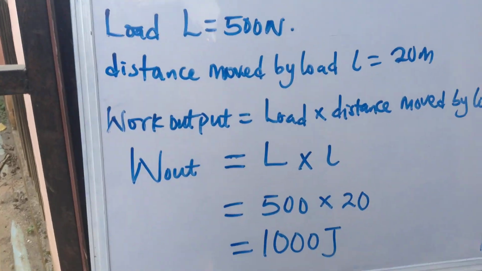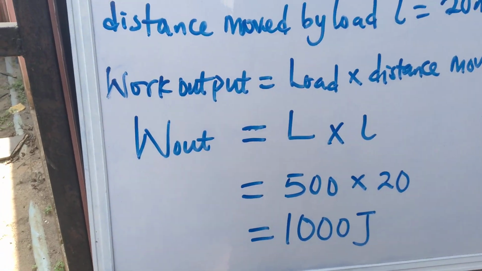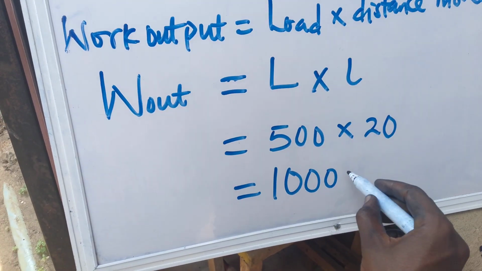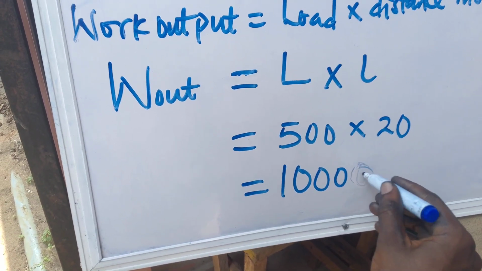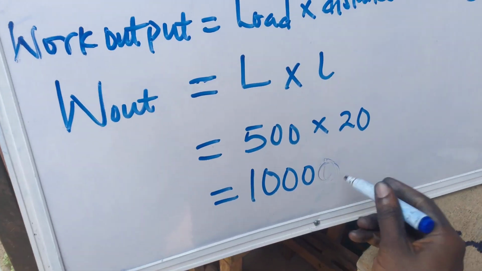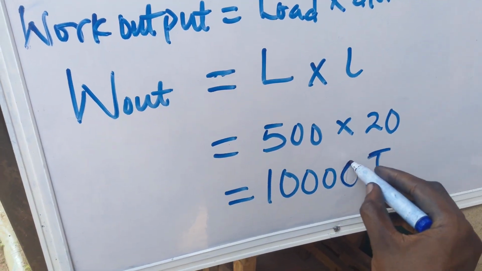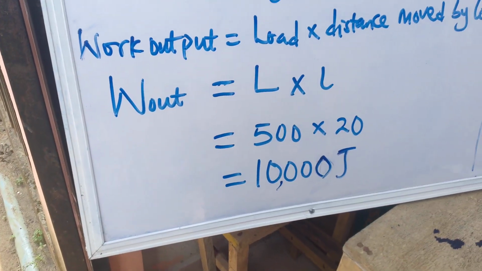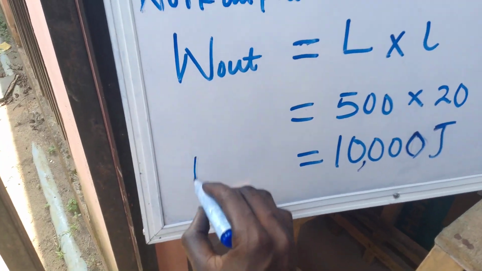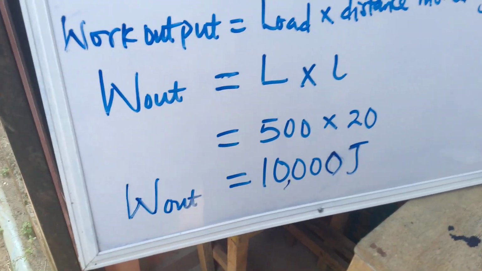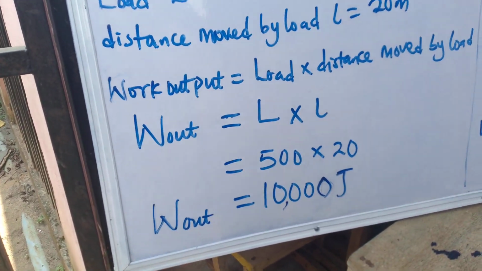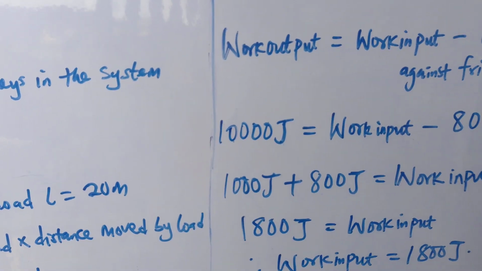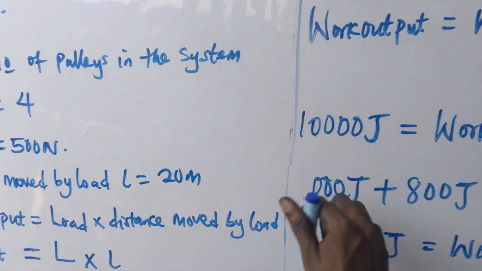Please, let's come back to this work output. 500 times 20 will give you 10,000. That is 10,000 joules. Okay, please, that was a slight mistake. So my work output is 10,000 joules. Quickly, please correct that. Then it also means that here is also 10,000 as well.